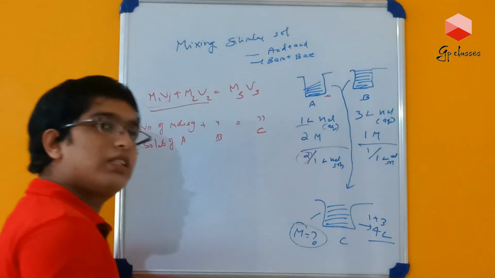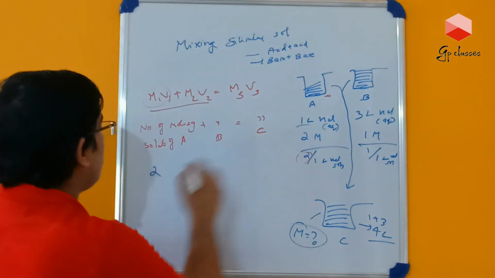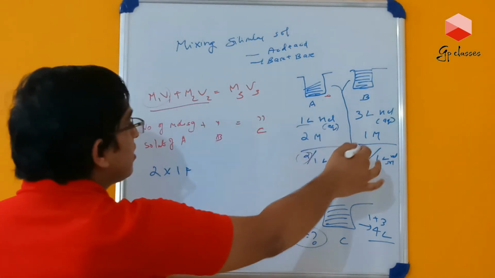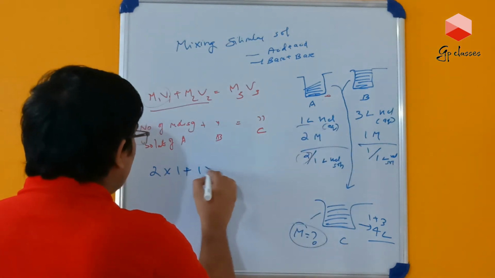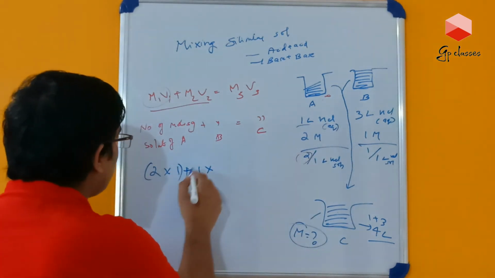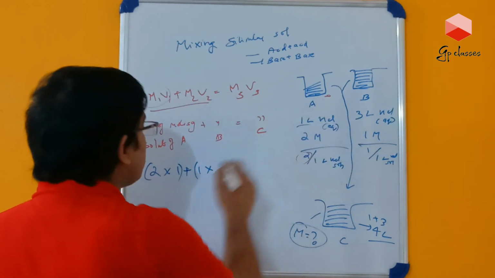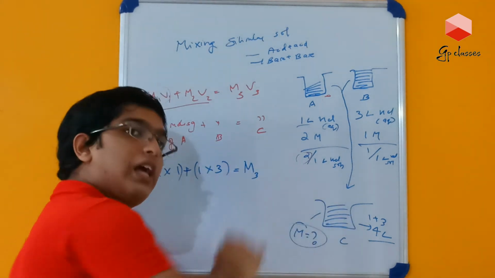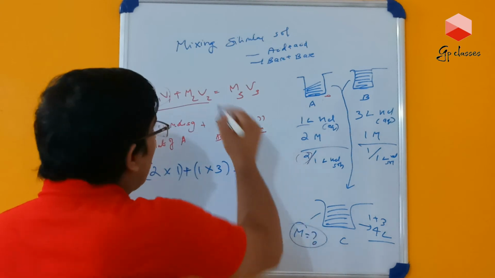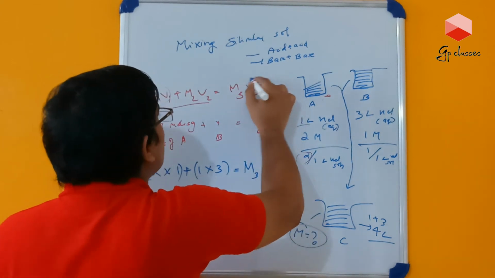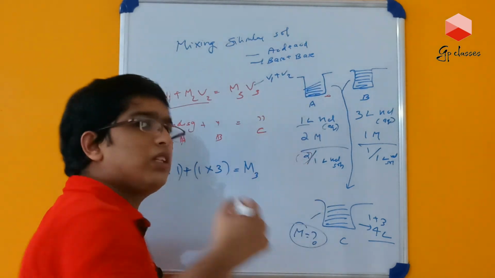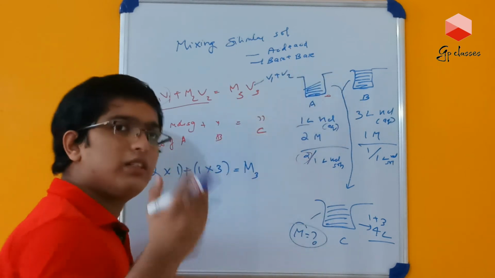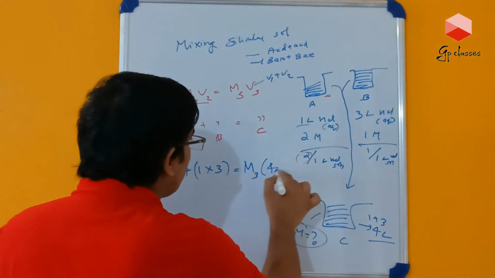So let's find the answer. You know that M1 is 2 molar and the volume V1 is 1 liter, plus M2 molarity is 1 and volume is 3 liters, is equal to M3V3. M3 is what we have to find, that is the net molarity of the solution after mixing. And what is V3? V3 is V1 plus V2, that is, volume is a summative property. So volume of contents in beaker A plus volume of contents in beaker B, that is 1 plus 3, that is 4 liters.